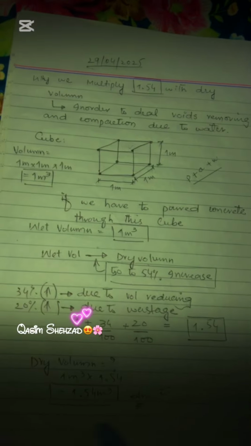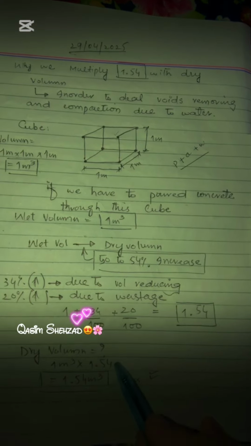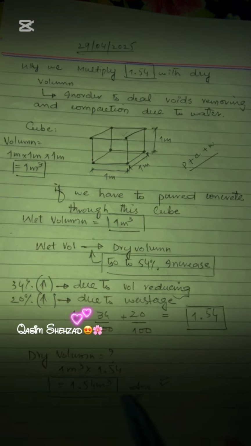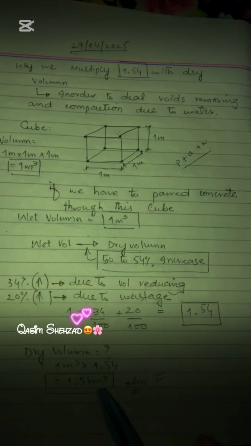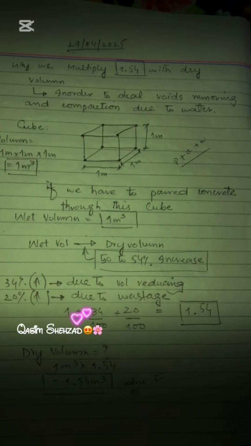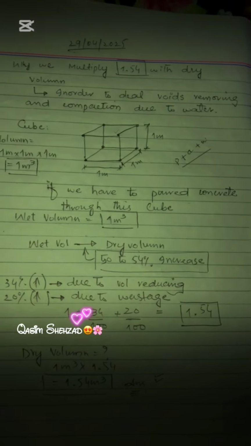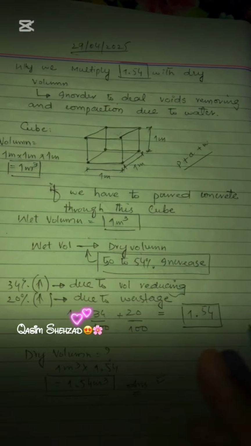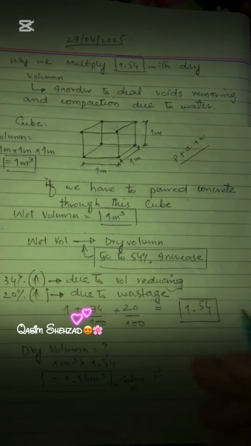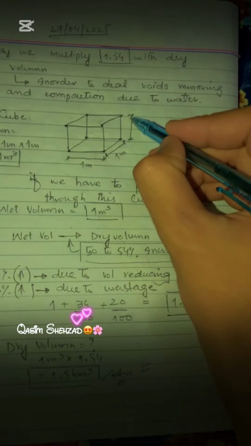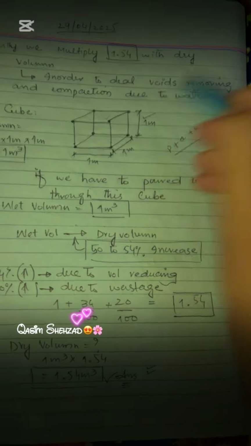So a dry volume of 1 meter cube multiplied by 1.54 becomes 1.54 meter cube. It means that we should collect 1.54 meter cube of dry volume for concreting. This much volume should be enough to occupy that specific volume completely.